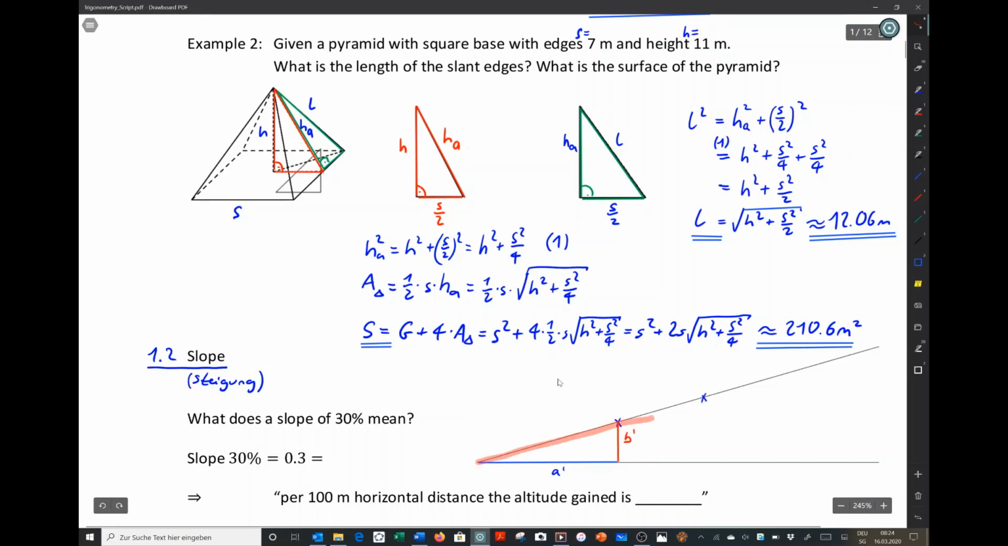If we travel until here, then we have traveled in total a double dash in horizontal distance and b double dash in vertical distance. Or another example, if we travel up to this point here, we have traveled a triple dash in horizontal distance and b triple dash in vertical distance. When we look now at the ratio between the vertical distance covered and the horizontal distance covered, we see that this ratio is always the same because the triangles are similar.